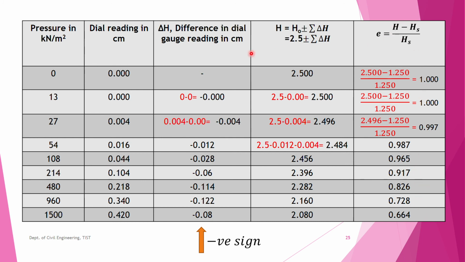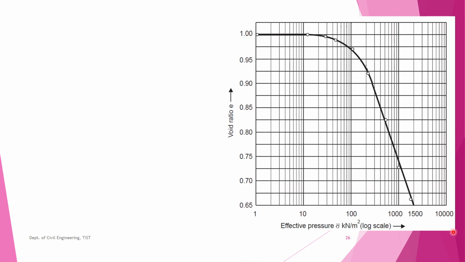So the e value at each pressure value is obtained using the height of solids method. Now we will plot the pressure values and the e values on a semi-log graph. On the log scale you have the pressure values, and on the y-axis you have the void ratio values. So this is the curve I have plotted. Here you have the log scale, and here the normal scale for void ratio.